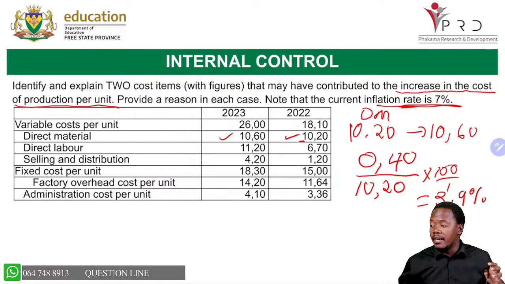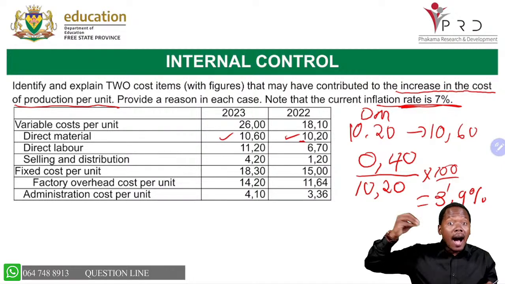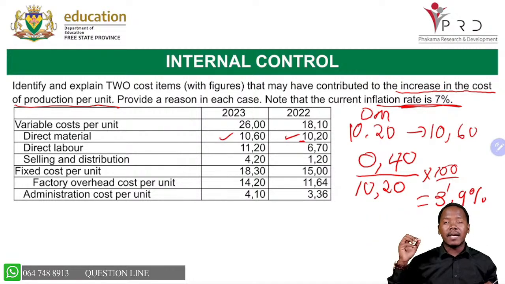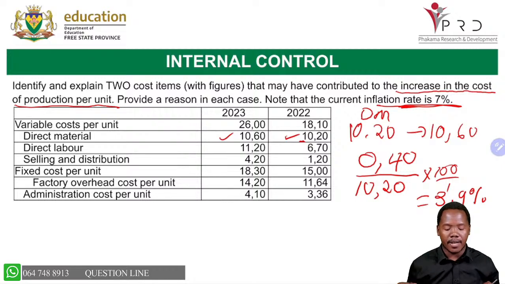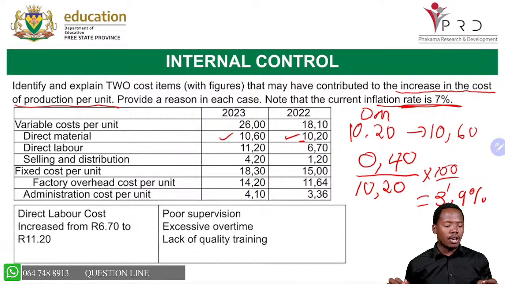It got the increase within the acceptable range. Remember, it's between 1 and 7%, it's acceptable. That is the inflation rate. Anything increasing above 7%, that becomes now a worrying factor. Then we must quote it. Now let us look at the possible responses now. What do we need to quote?